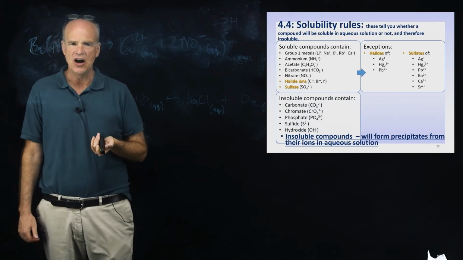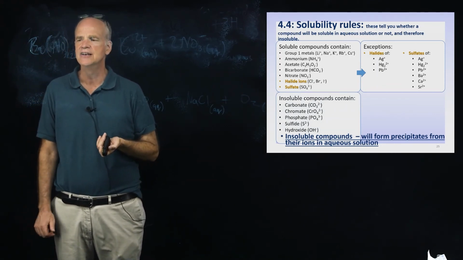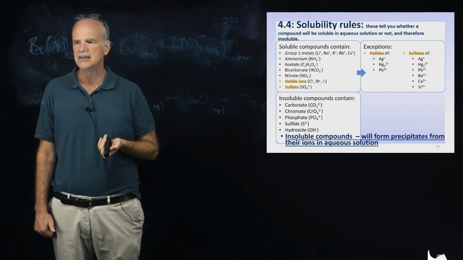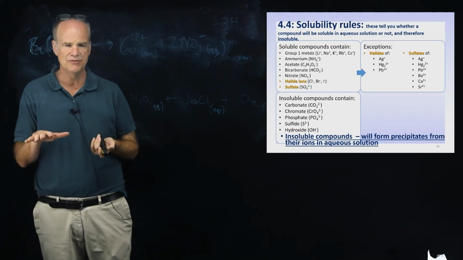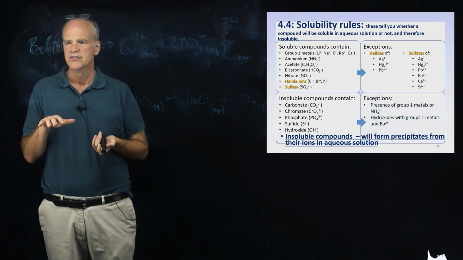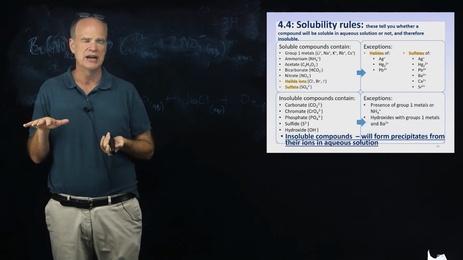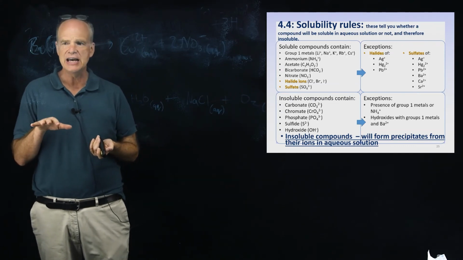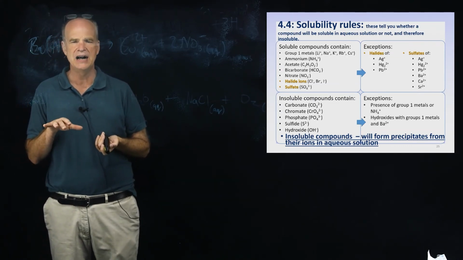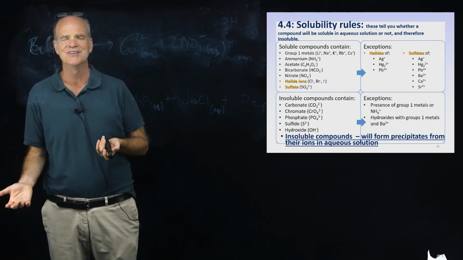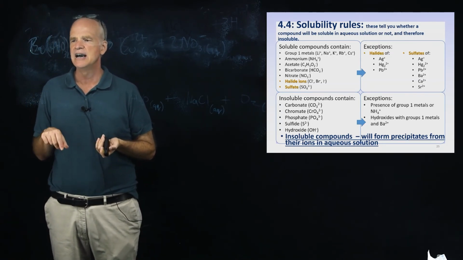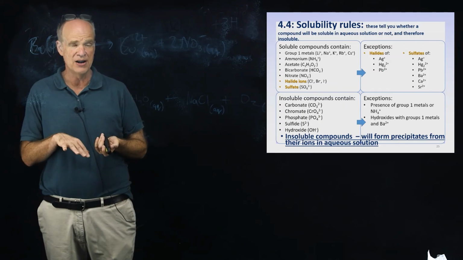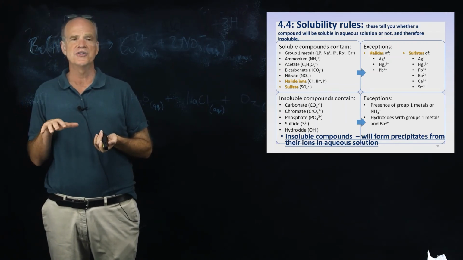Now, insoluble compounds often contain those ions which I mentioned: carbonate, chromate, phosphate, sulfide, and hydroxide. However, there is an exception. Those compounds that I just mentioned, the carbonate, chromate, phosphate, sulfide, hydroxide, if they have a group 1 metal bound to them or ammonium, then they're soluble. So that is a little fact you have to remember. Now with hydroxides, if they have a group 1 metal or barium bound, it is soluble. So those are some rules you will have to know.